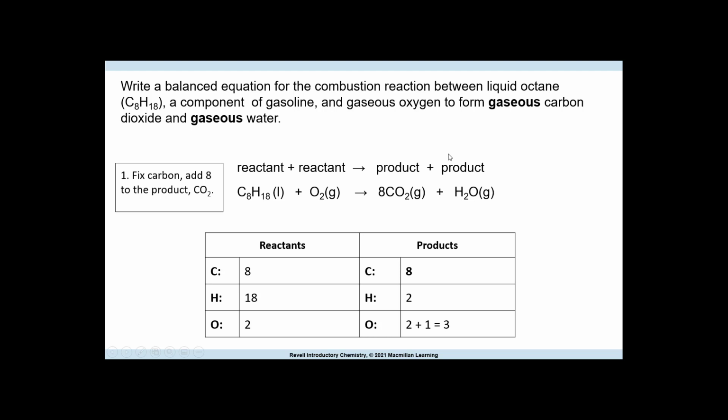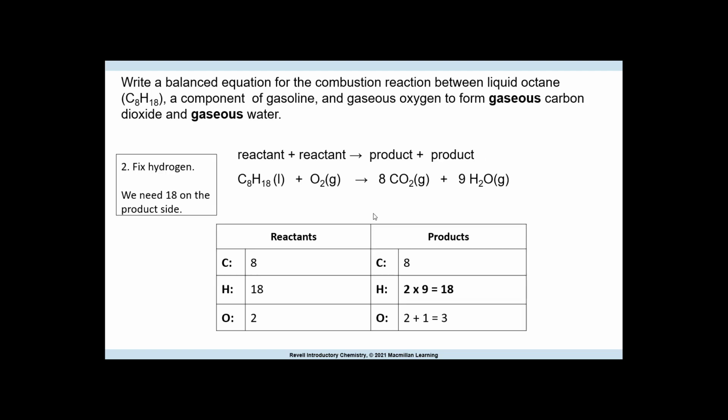So I have 8 on one side, I'm going to add 8 on the other. And this is a perfect example where I'm going to have to jump back and forth and fix numbers that are already balanced, because it's going to offset the more I try to balance something that's attached to. So I have 8 and 8. But now I've actually knocked the oxygens out of whack. They are different values. But right now we're focusing on carbon. So we have 8 and 8.